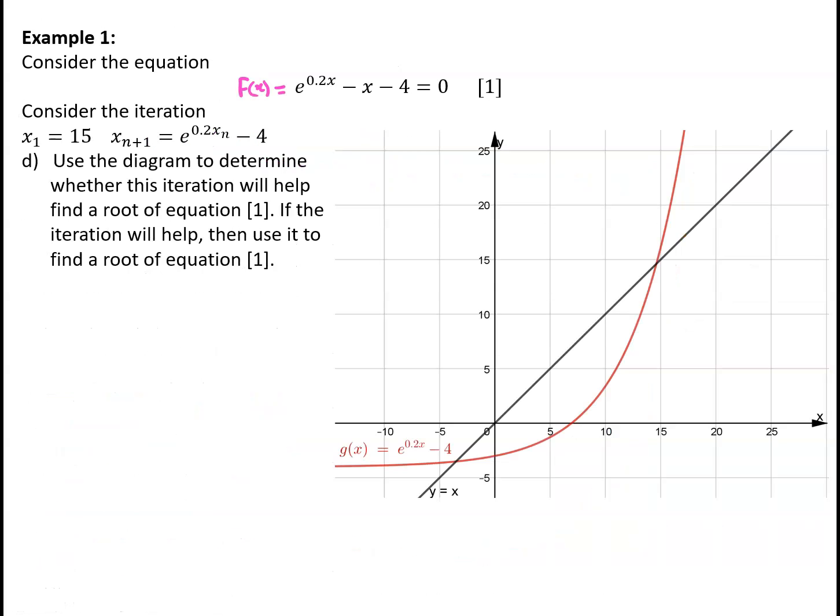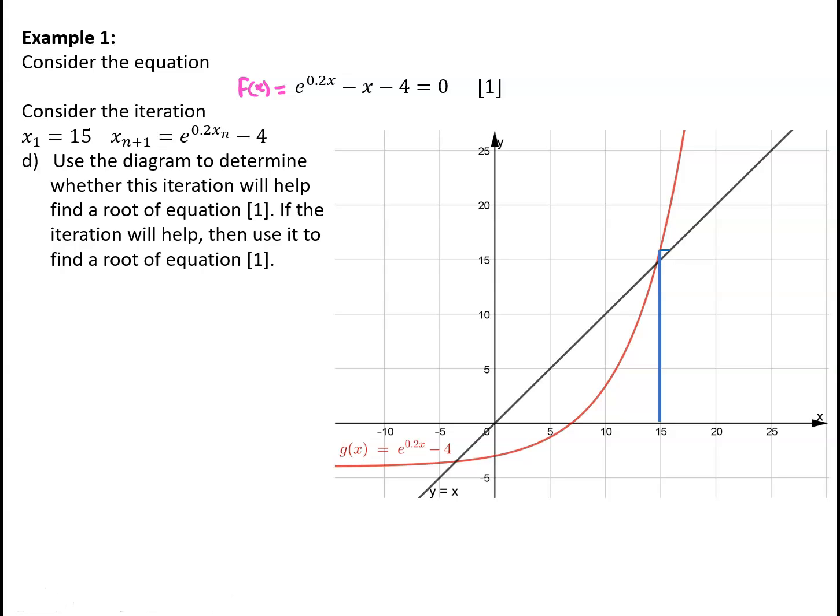If we now look at the same iteration, xn plus 1 equals e to the 0.2 xn minus 4, but with a starting point of x1 equals 15, then we get something quite significantly different. So marking the point 15, 0 on the x-axis and moving vertically to the curve, we obtain the point x1, x2. Moving horizontally to the line y equals x, we obtain the point x2, x2.